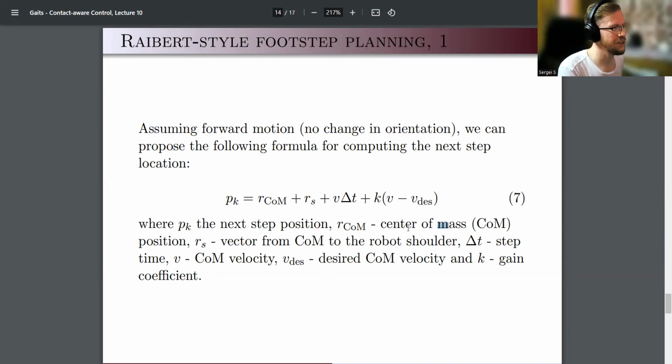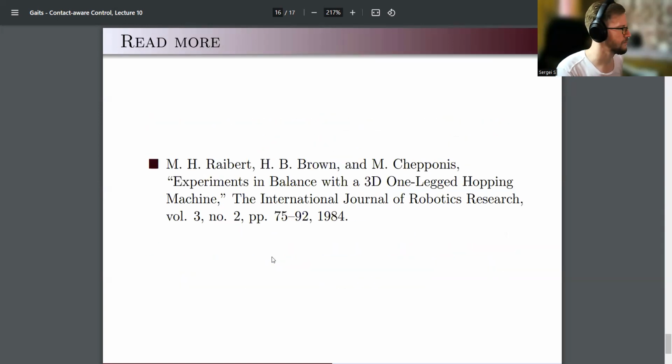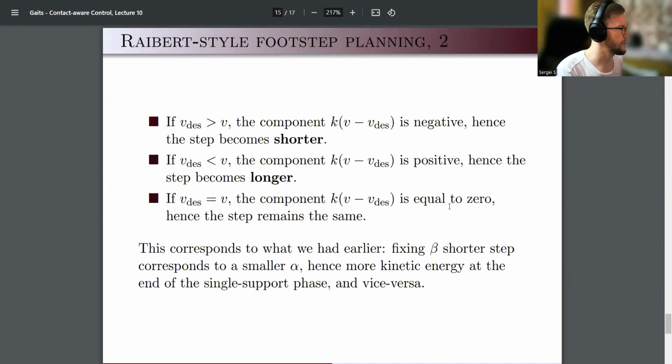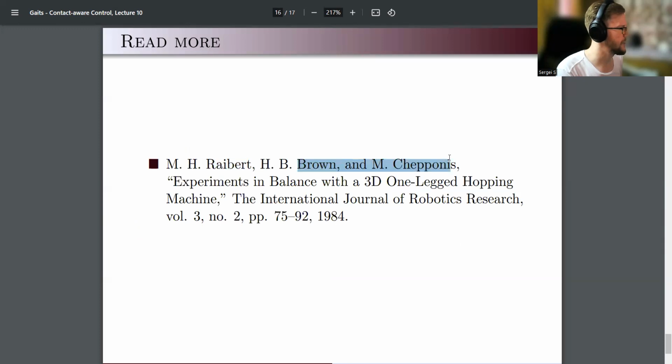This is extremely popular, being done across the field. So it's very easy to find this type of controller. Okay, so this is a paper which people cite when they discuss this type of controller, right? It is Raibert, Marc Raibert and his co-authors. You can see that it is for a one-legged hopping machine. So as I said, all of this started with hopping robots, okay? Hoppers.